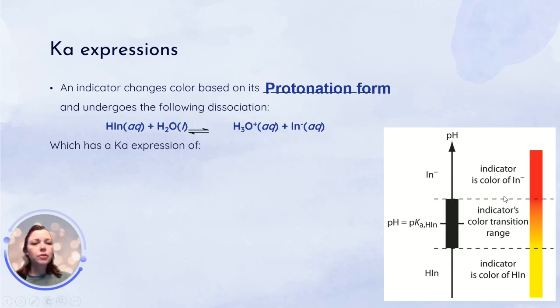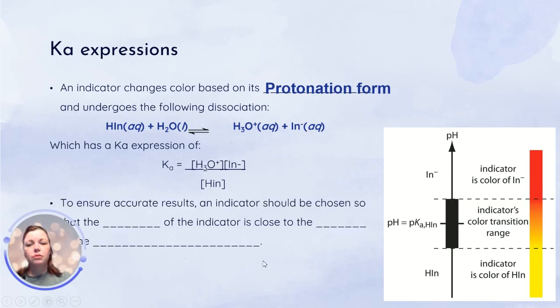If we look over here at this graphic, your pH is equal to your pKa, or your pKin, sometimes it's called, and so this is kind of the midpoint. The indicator's color transition range will be at some point above that and at some point below that. When you have IN minus, this is what color would show for the IN minus form, and this is what color would show for the protonated HIN form. And then this is your Ka expression, right? You've got your products over reactants again.